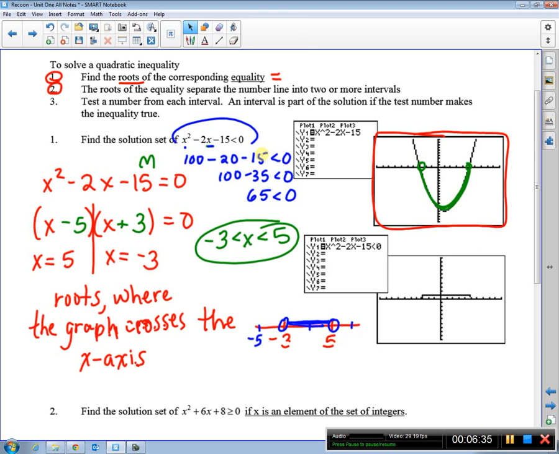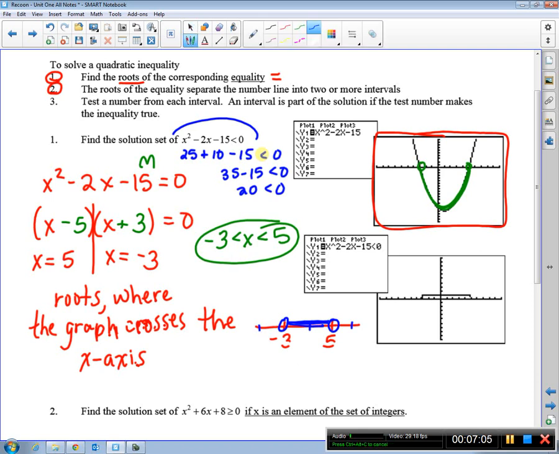Get rid of that. And then we have -5. Checking -5 in the original. -5 squared is 25. Minus 2 times -5 is adding 10. And so I have 35 minus 15, and that's 20, which is not less than 0. So I'm not going to shade in this section either. So what I have here is shading from -3 to 5, and we looked at that conjunctive inequality the other day, so we know that's our answer. Same answer that we got doing it the other way.